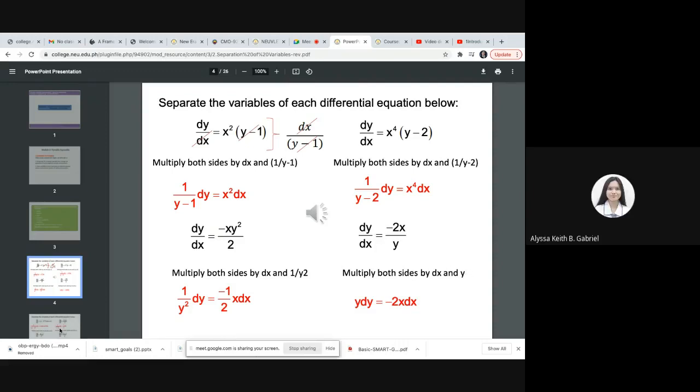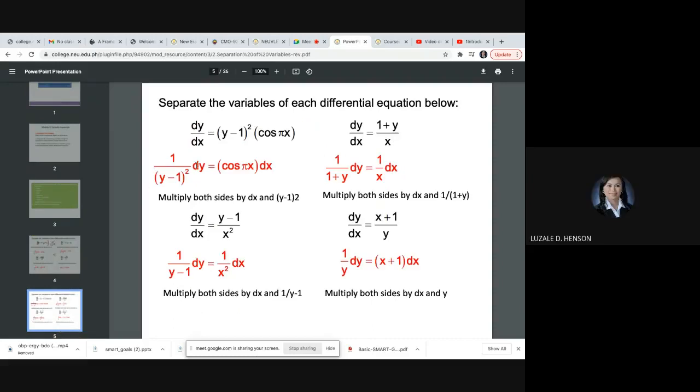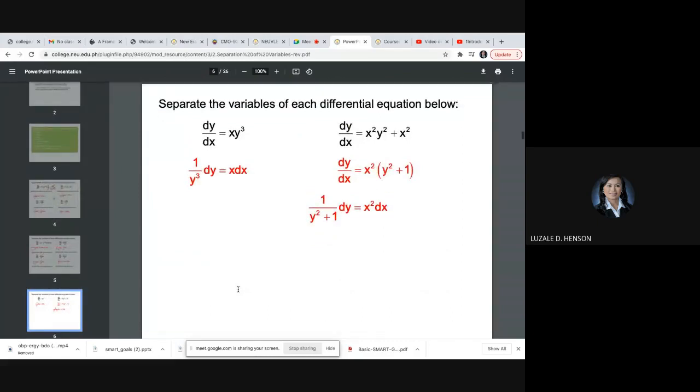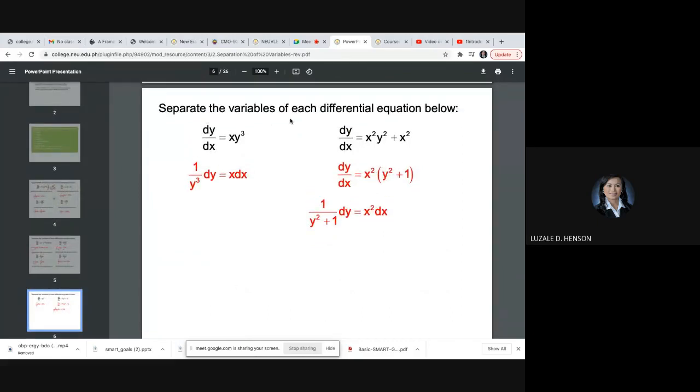Okay, class? No questions? None. Now, let's proceed to this one. There's a trigonometric expression. You shouldn't be intimidated with that. Multiply both sides by dx and y minus 1 quantity squared. This is supposed to be squared. So multiplying both sides, you will arrive at this expression. So this is just a practice class. You go over this until, because there are 3 pages or 3 slides for this, just to practice separating variables.